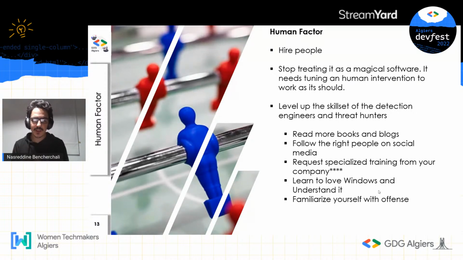Request specialized training from your company. I've put multiple stars in this section because sometimes companies recruit people and expect them to do magic. Of course, you are expected to do the amount of work and sometimes more, but it is really important to have the necessary training. And I highly suggest that companies start with basic training, like Windows internals and malware analysis, just to level up the game of the whole team and the engineers. Learn to love Windows and understand it.